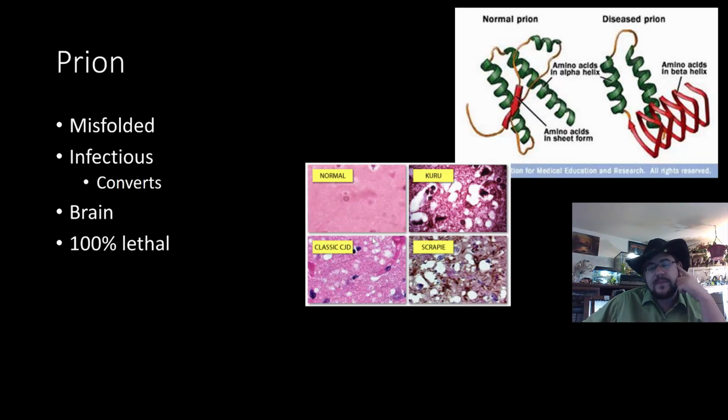Scrapie is interesting. There's no recorded case of the scrapie prion infecting a human from consuming sheep. So, yay. You probably can't get scrapie. So, yeah, if you get one prion in your bloodstream, you die.